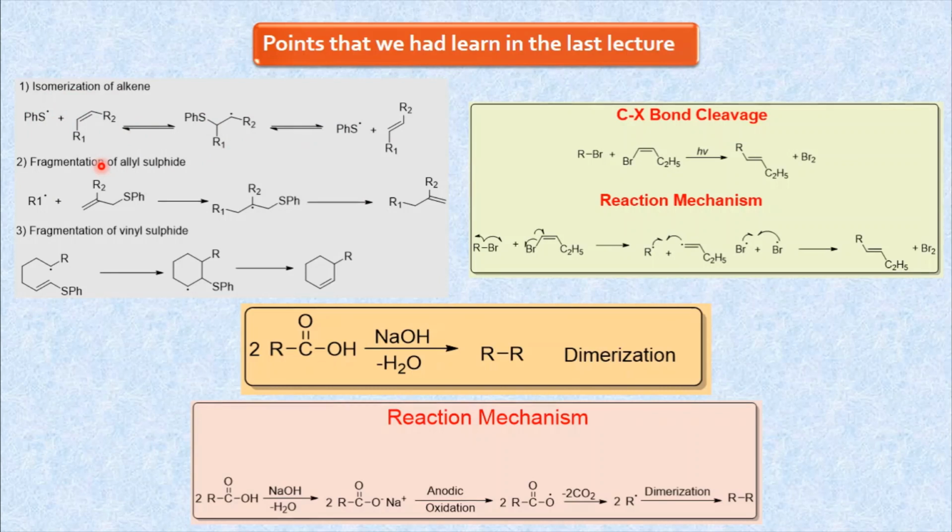Then in the last lecture again we had learned the fragmentation of allyl sulfide. So consider this R radical generated from your alkyl halide, and this is your allyl sulfide, and it will react with this R alkyl radical, forming a bond with this CH2. We'll get this compound. Then the fragmentation of this CS bond takes place, and you'll get this compound. So this is the example of CS bond cleavage.